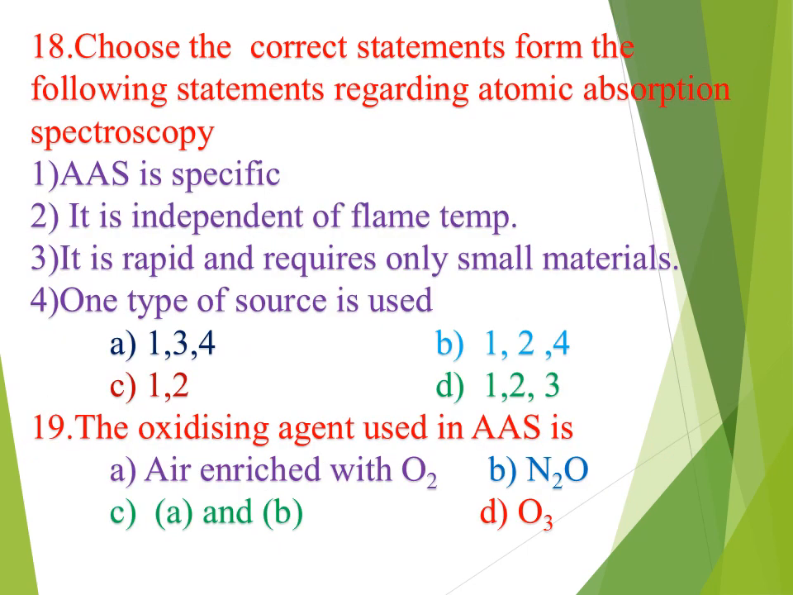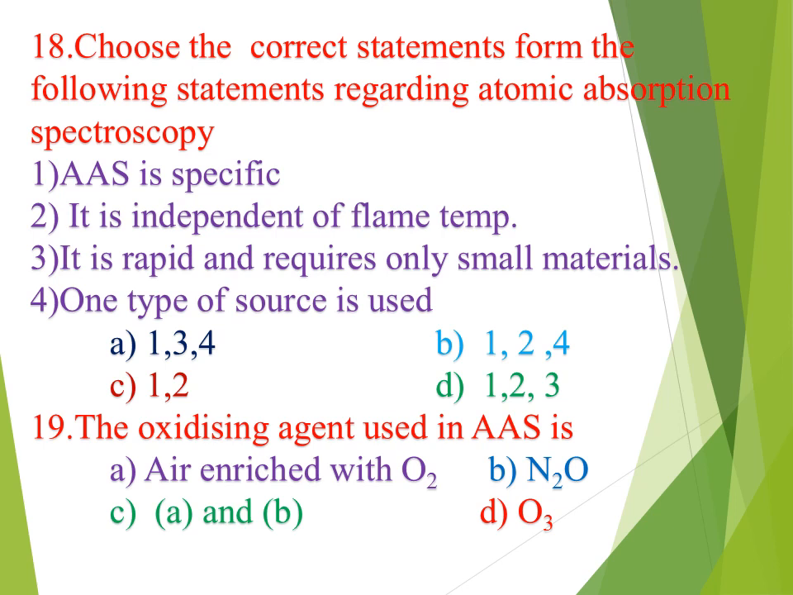18. Choose the correct statement from the following statements regarding atomic absorption spectroscopy. 1. Atomic absorption spectroscopy is specific. 2. It is independent of flame temperature. 3. It is rapid and requires only small material. 4. Only one type of source is used. And here the fourth one is a wrong statement. Therefore, the correct option is 1, 2, 3.